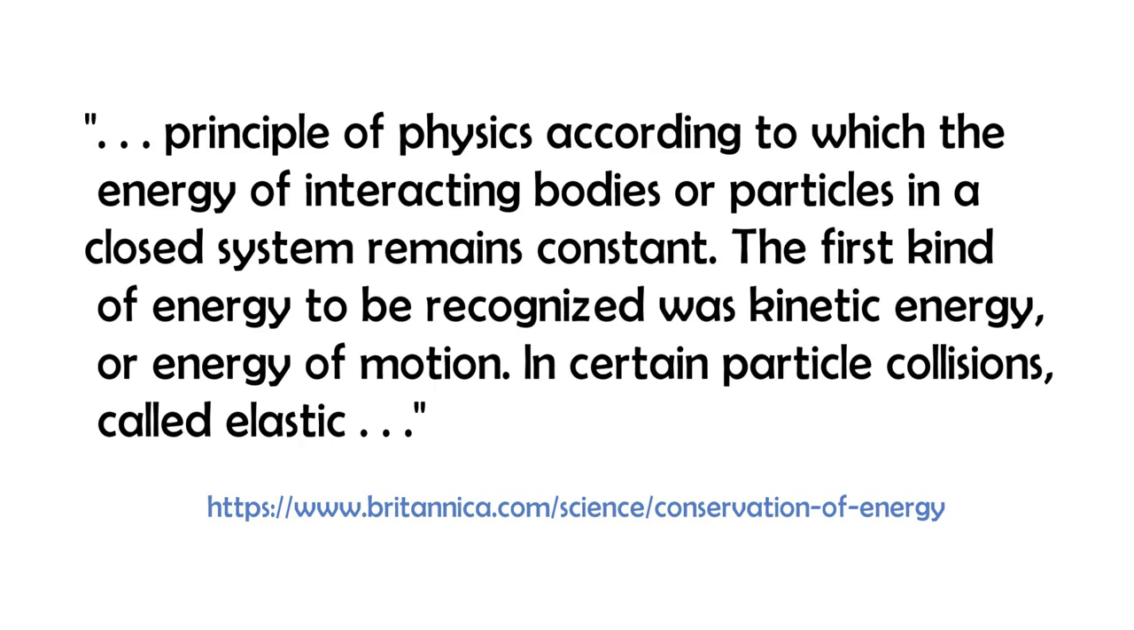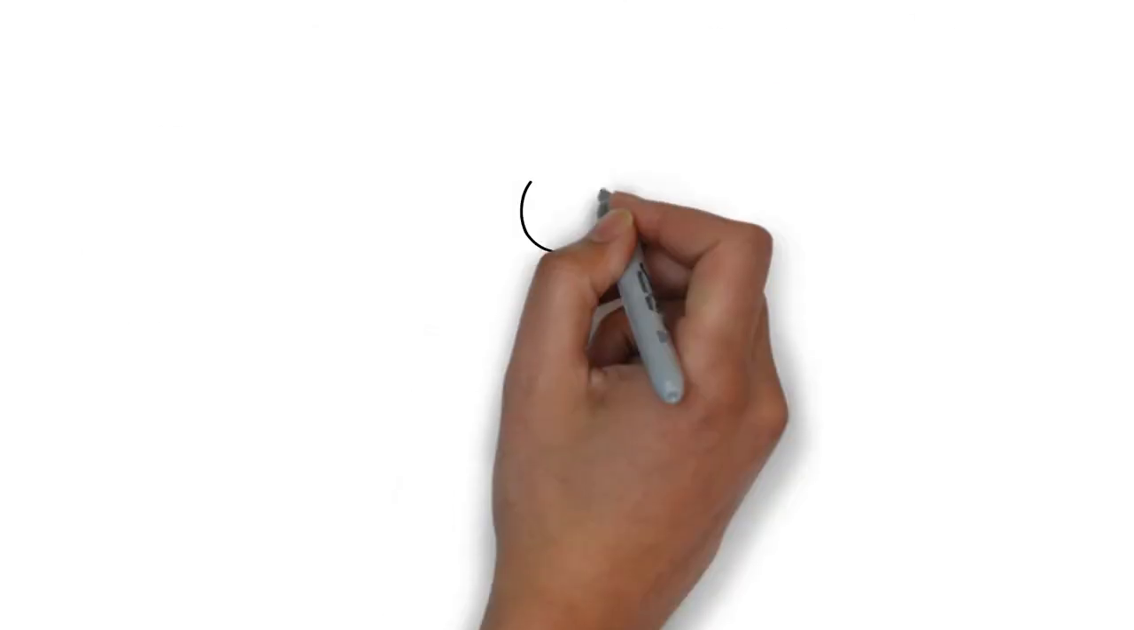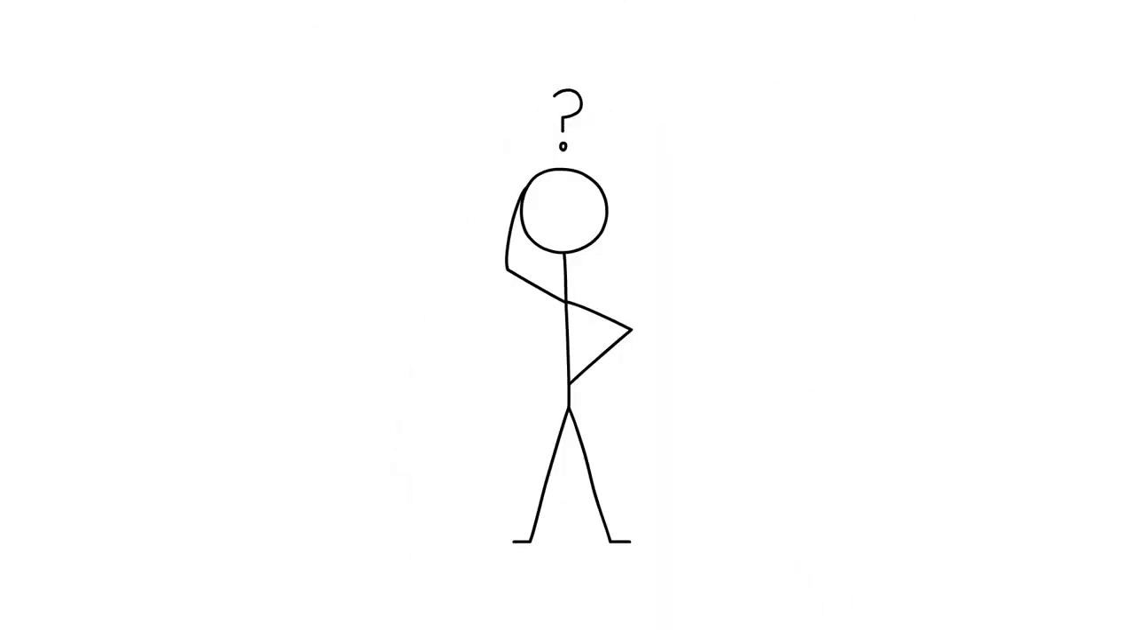Now, if you know physics, that will be no problem, but if you don't, you're going to have questions. What are interacting bodies? What exactly is a particle? What do you mean by a closed system? What's an elastic collision? And so on. So another way to look at this is that someone could easily memorise that passage, but never really fully understand the conservation of energy.